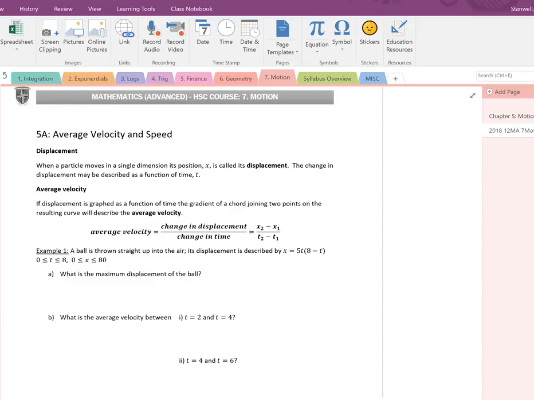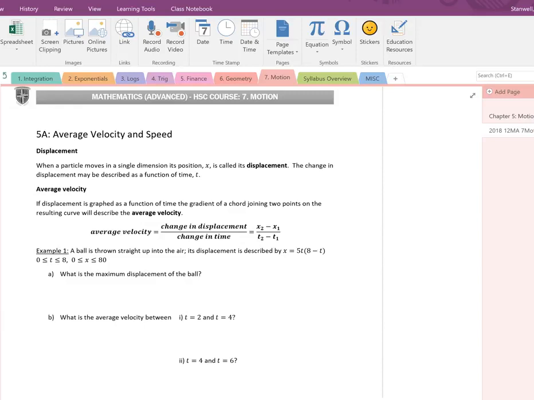Displacement, we're talking about movement in a single dimension. Right, so up and down, forwards and backwards, positive and negative. Now, we will talk about 0 being our origin. Displacement could be forward of that or behind that. It could be positive or negative.